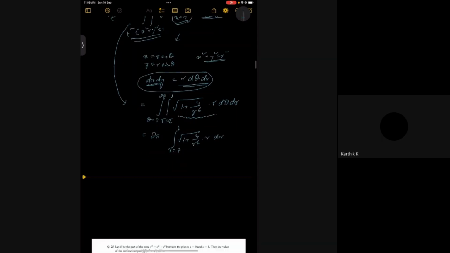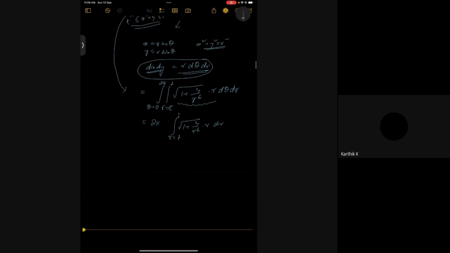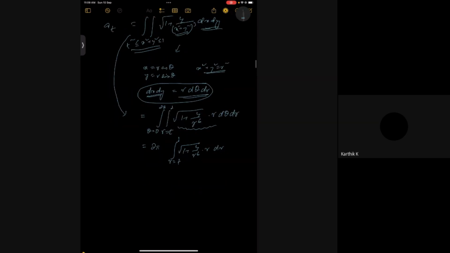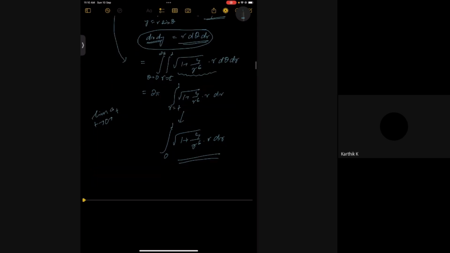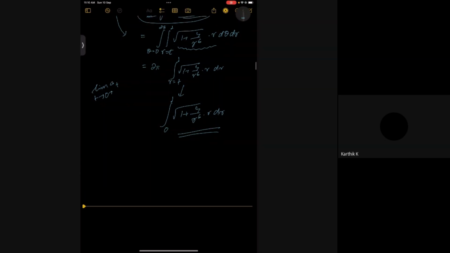So checking whether the limit as t goes to 0 from the positive side exists is the same as checking whether this integral exists or not. This is an improper integral now: the integral of r times the square root of 1 plus 4 r to the 6, dr. So we just have to check whether this integral exists or not.